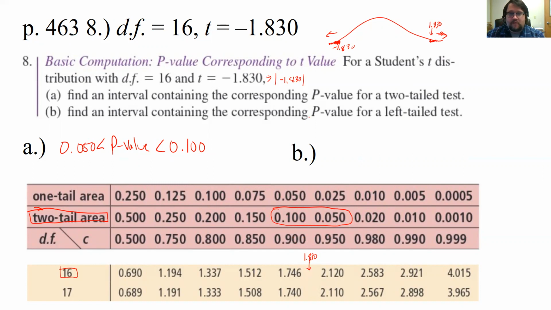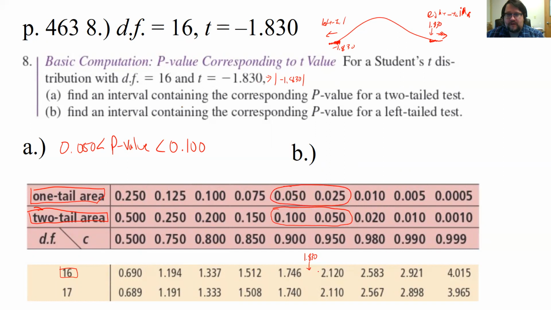Find an interval containing the corresponding p-value for a left tail test. So this is looking this way, left tail. Well, that's just going to match, again by symmetry, a right tail test. The big deal is this is a one tail test, right? So now I'm going to look at the one-tailed, and the same idea: 16, go to that value, but this time I'm looking at these two numbers.